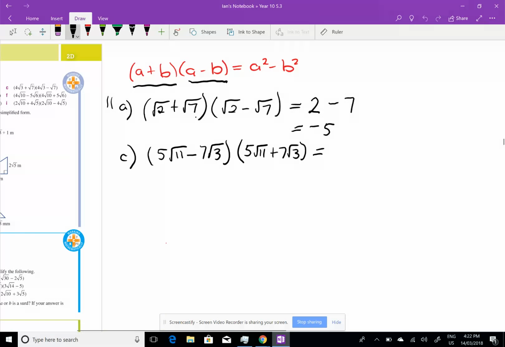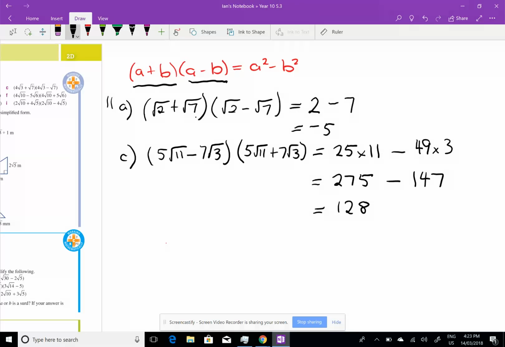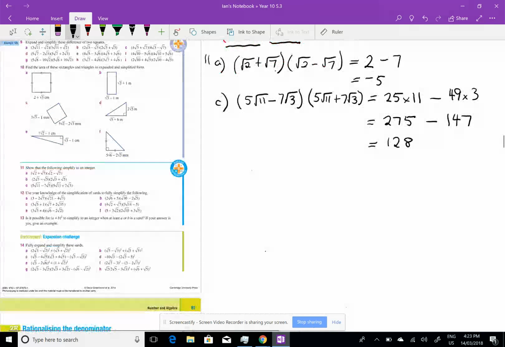So here we go. The first thing squared. Well, 5 squared is 25. But root 11 squared is 11. And the second one, 7 squared is 49. And root 3 squared is 3. 5 times 11 is 275. 3 49s, well that's 3 50s minus 3, so that's 147. And then when I do that subtraction, I get 128. So 11 is pretty easy, difference of two squares.